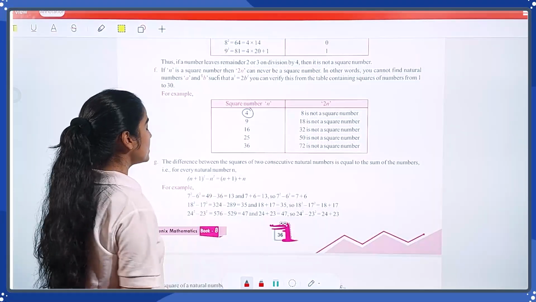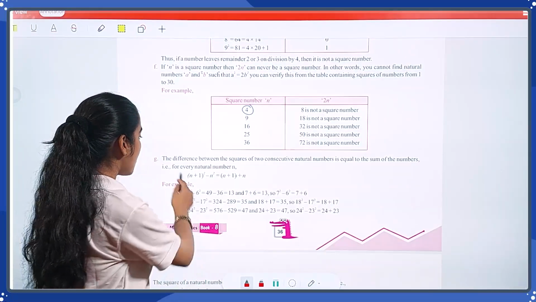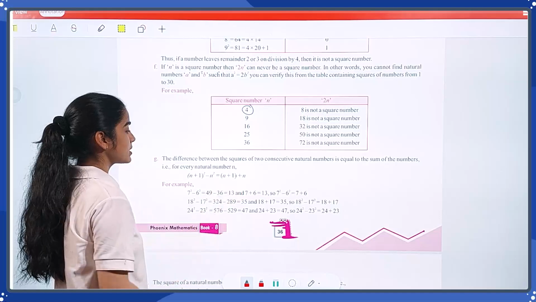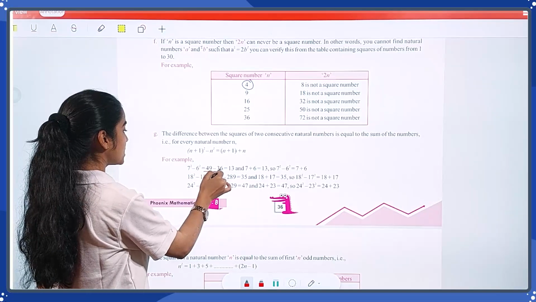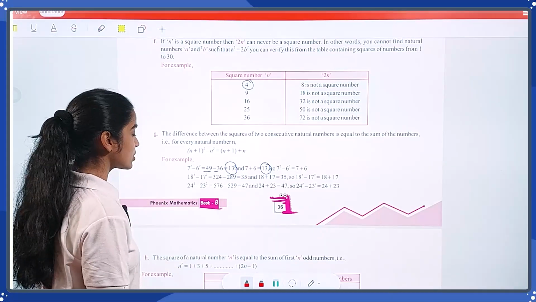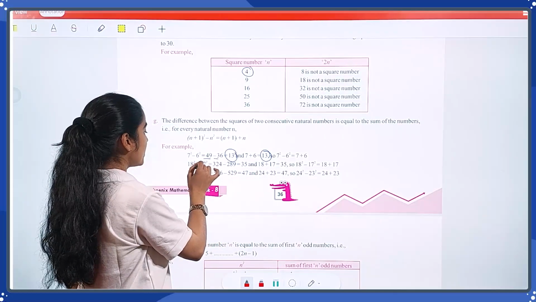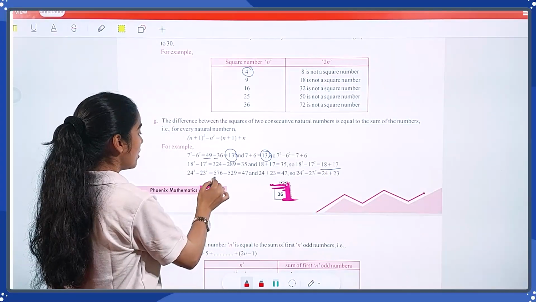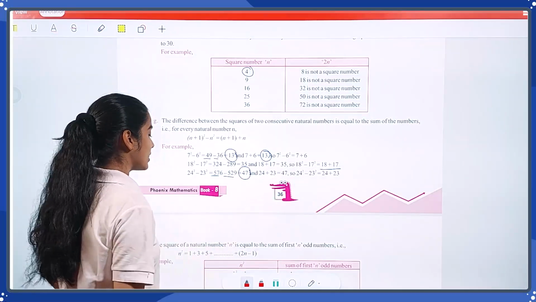Okay. So the difference between the squares of two consecutive natural numbers is equal to the sum of the numbers. For every natural number n, (n plus 1) whole square minus n square is equal to (n plus 1) plus n. So 7 square minus 6 square is 49 minus 36, which is equal to 13. 13 is equal to 7 plus 6. So you can simply say 18 square minus 17 square is 18 plus 17. 24 square minus 23 square is 576 minus 529, you will get 47, and 47 means 24 plus 23. So it is the same result.